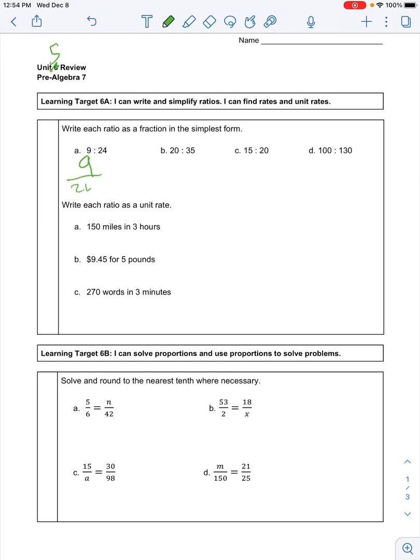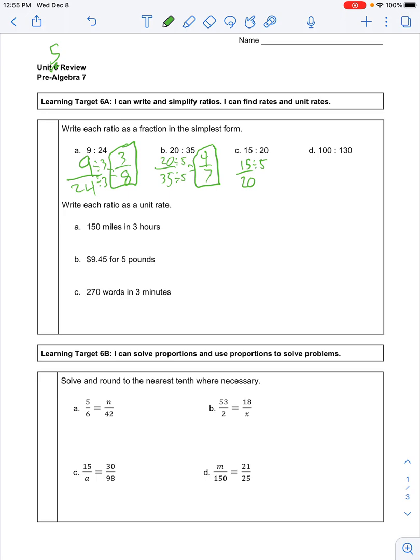So writing this ratio as a fraction is going to be 9 over 24. And I think, what do 9 and 24 have in common? That's going to be a 3. So if I factor out a 3 from both of them, I'm going to get 3 over 8. That's my final answer. 20 over 35, they both end in a 0 or a 5, so I'm going to try to factor out a 5 from each. I'm left with 4/7.